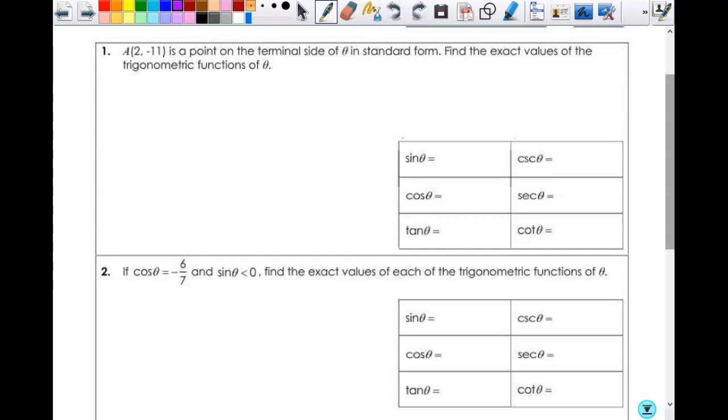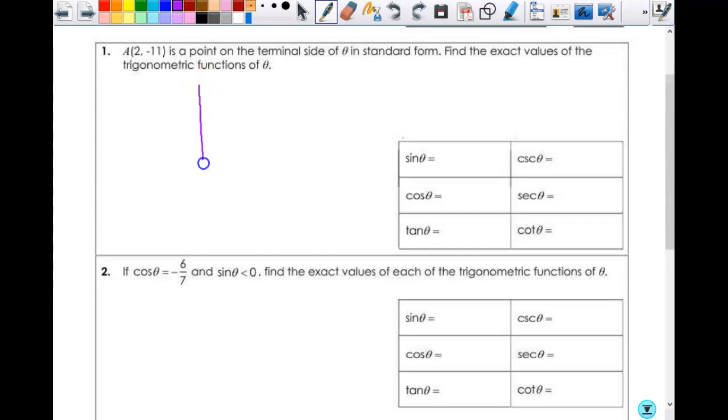All right, so number 1. (2, -11) is a point on the terminal side of theta in standard form. Find the exact values of the trigonometric functions of theta. Oh my, how many questions I had on what the terminal side is. Well, think about what terminal means. What does it mean to terminate, to end, or to stop?